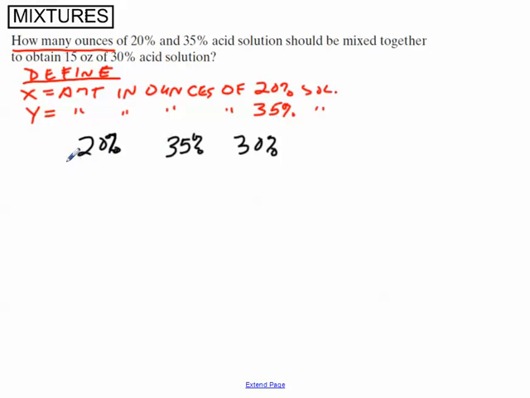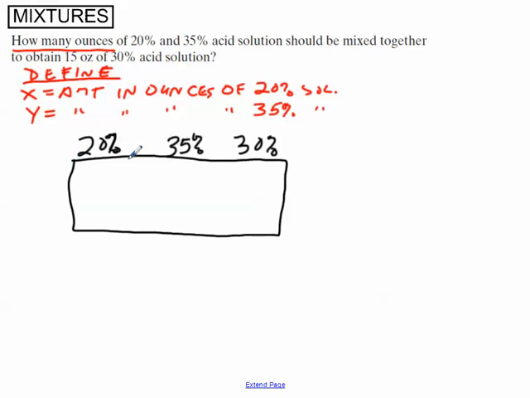All right, now we set up our little rectangle, our table. Here's the information that I've got. What do I start with over here? In the previous example, it was liters. Here, it's ounces. So the amount of liquid that we've got is in ounces.